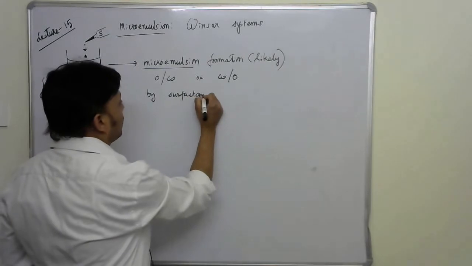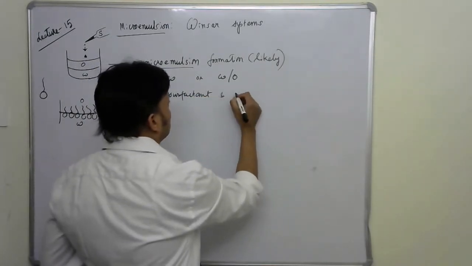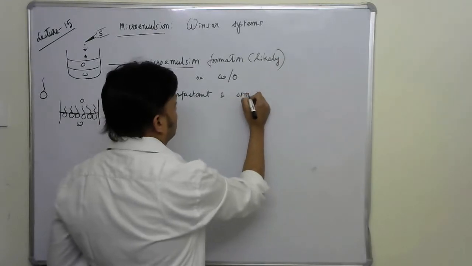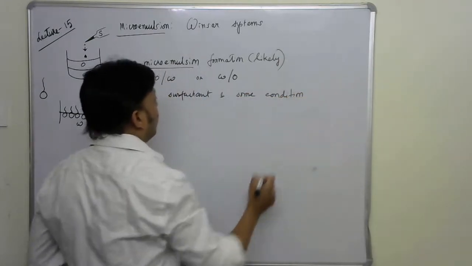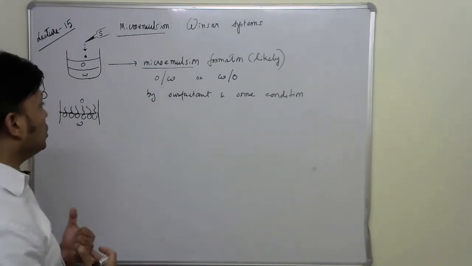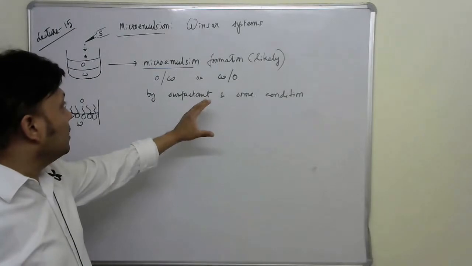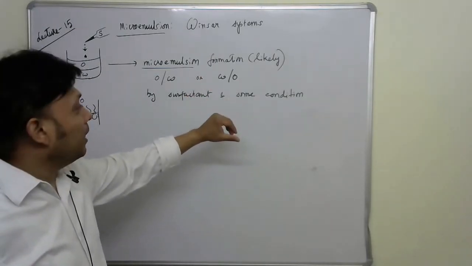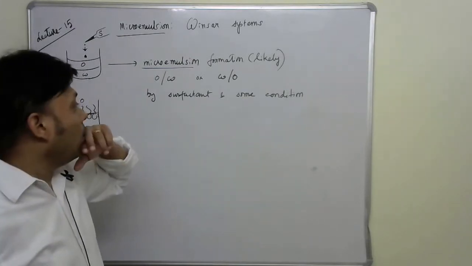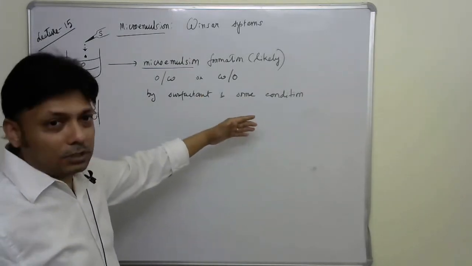So what kind of surfactant we are adding: ionic, non-ionic, and some specific conditions. The conditions mean the concentration of the surfactant is one issue, and the second is whether we would be adding some other aliphatic alcohol, or some electrolytes, or changing the temperature.